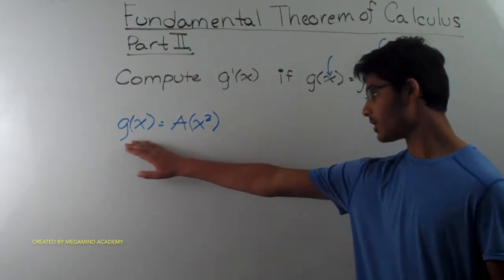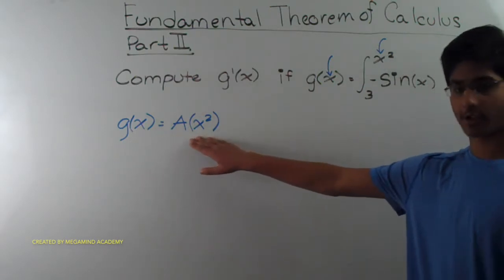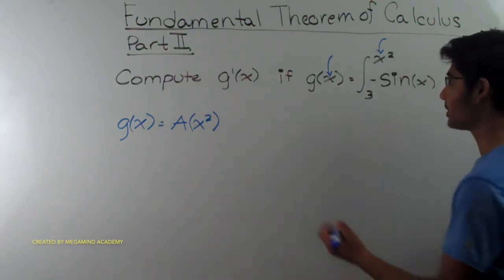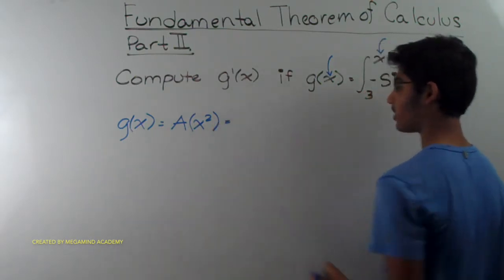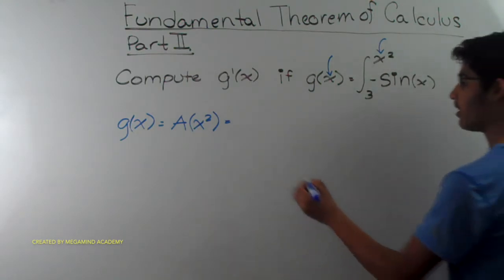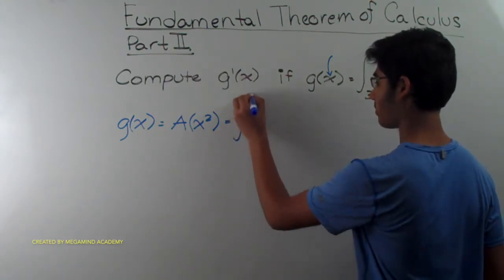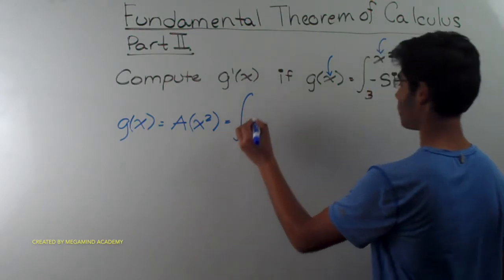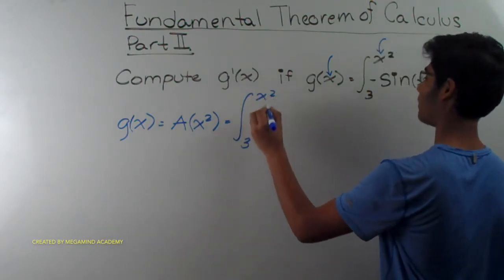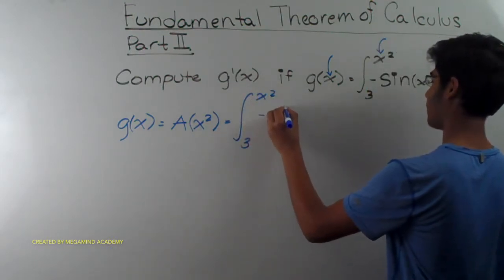So we know that that can work. We know that we can set g of x to some different function a of x squared, which would be equal to what g of x is equal to, which is the integral from 3 to x squared of negative sine of x.